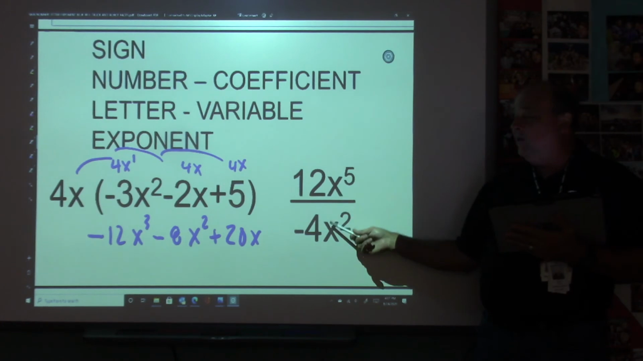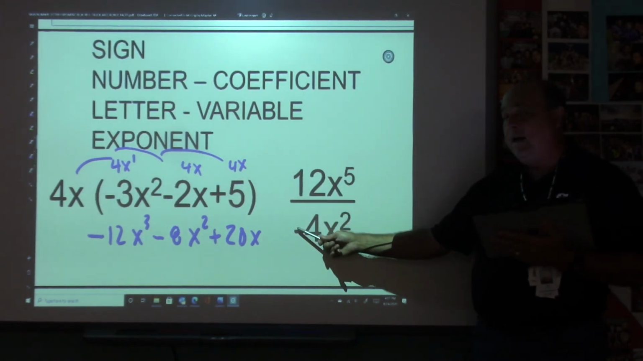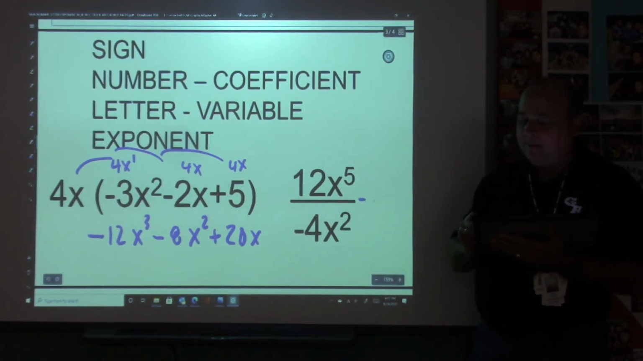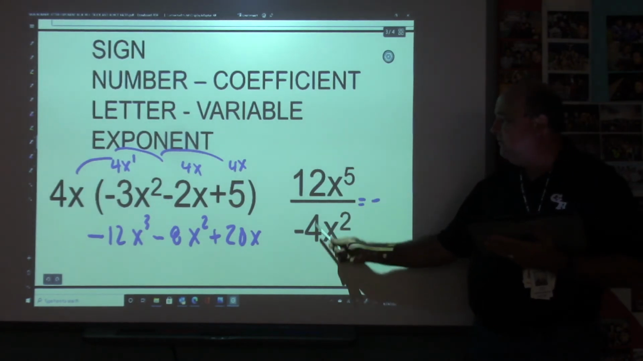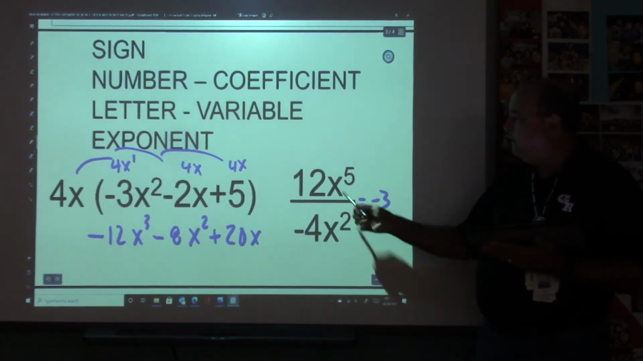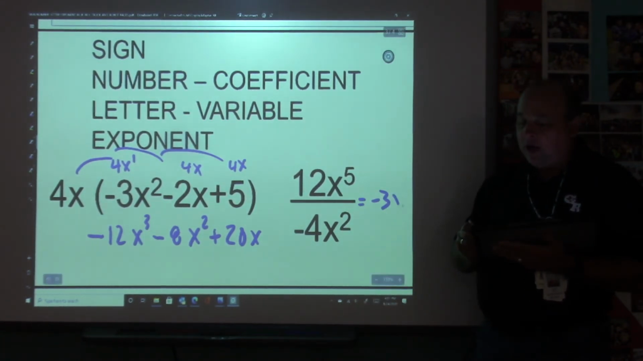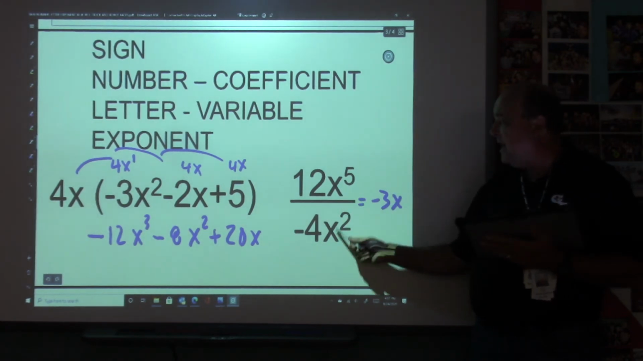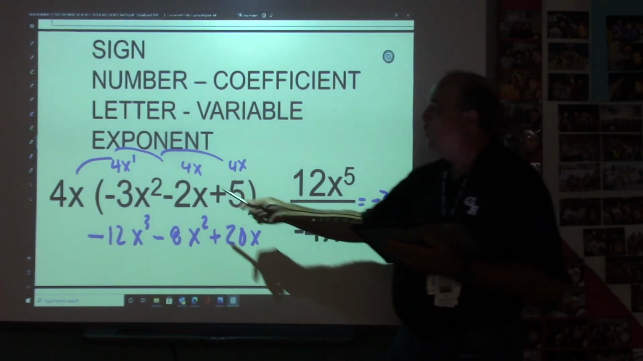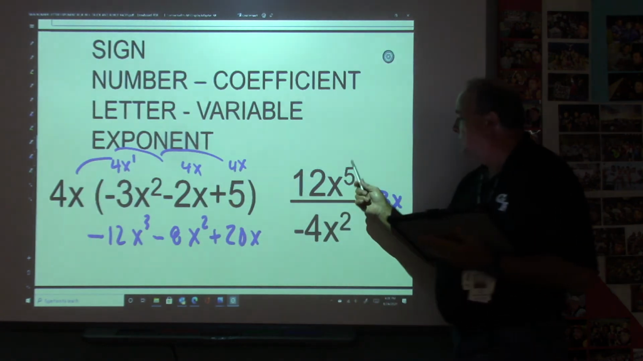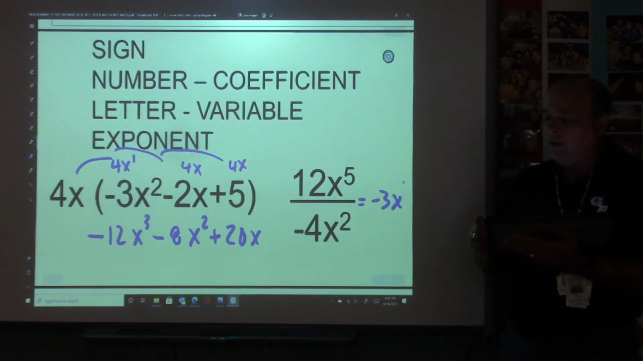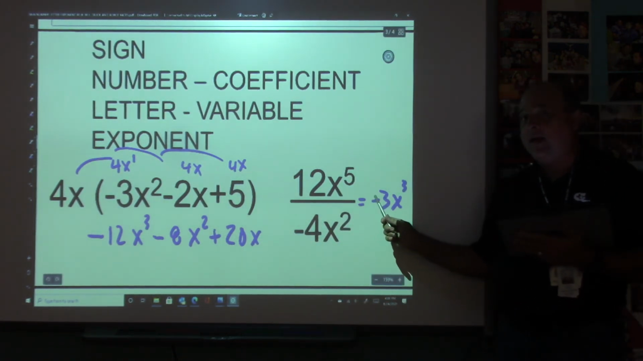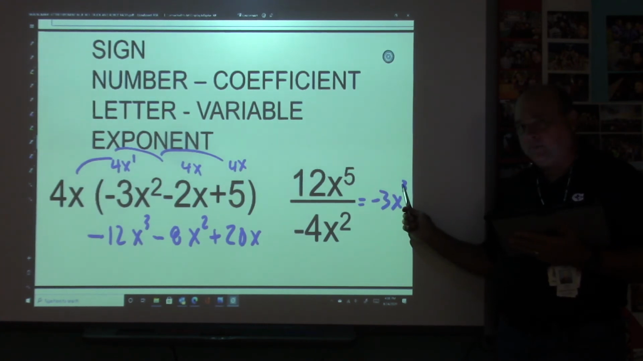Now then, let's do a division problem. What's a positive divided by a negative? A positive divided by a negative is a negative. 12 divided by 4 is 3. My letter is x. And you haven't been taught this, but when you divide, you subtract the exponents. When you multiply, you add them. So 5 minus 2 is 3. Notice, I just wrote down sign, number, letter, exponent.